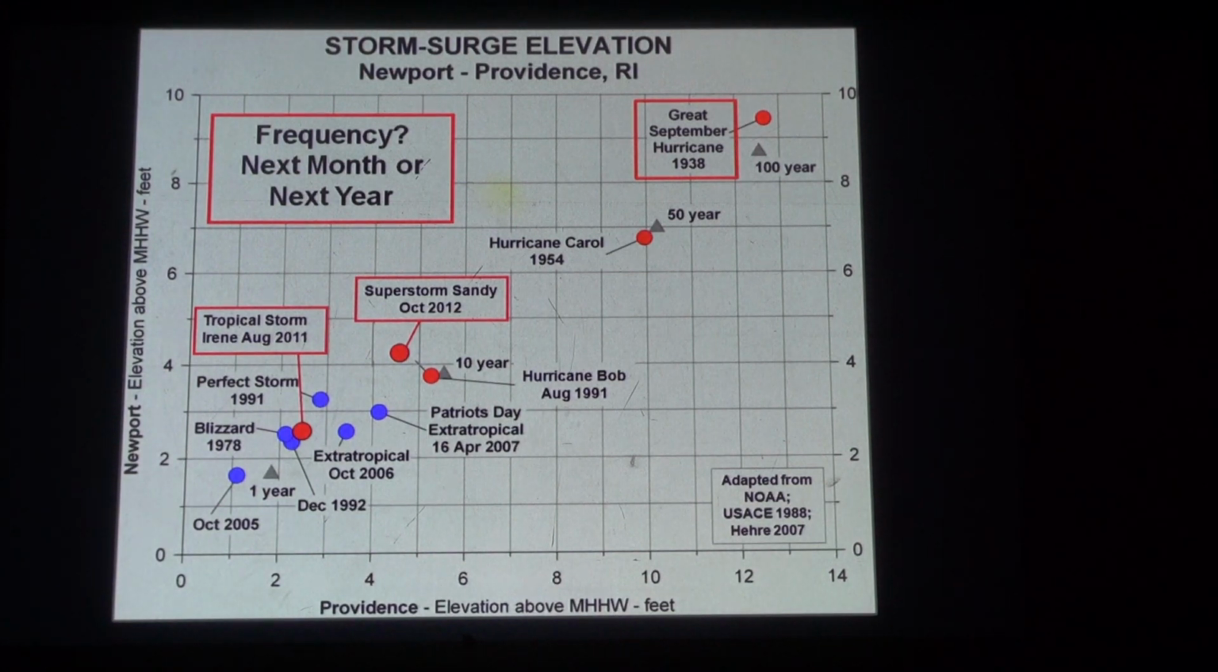And here's what it looks like plotted. This is Providence, elevation above mean high water. This is Newport, elevation above mean high water. Here is Tropical Storm Irene down here. Here's the blizzard of '78. This is Patriots Day, that's the perfect storm. There's Hurricane Bob, and there's Superstorm Sandy. So Superstorm Sandy was less in Providence, but more at Newport, above mean high water. And there's Hurricane Carol up here, and that's the '38 hurricane up there. So as David pointed out, it's around here, around a Hurricane Bob-sized surge.